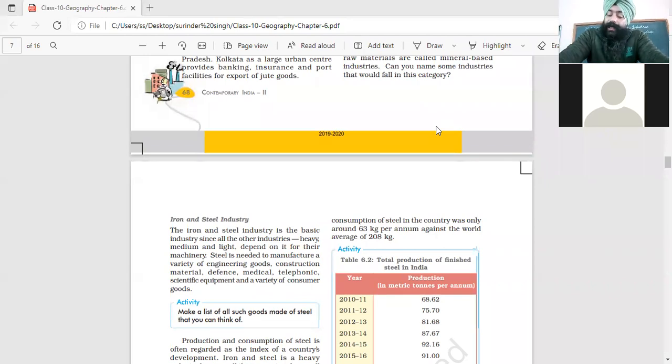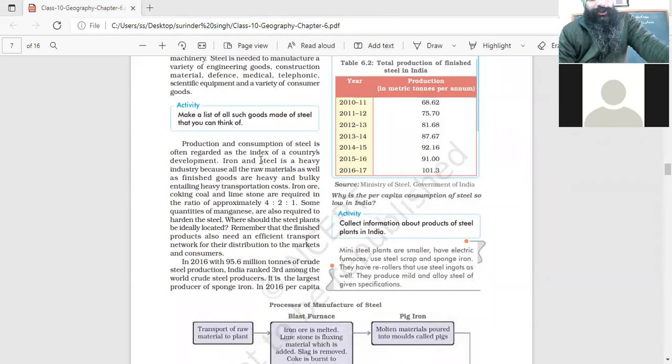In spite of such a large quantity of production of steel, the per capita consumption of steel in our economy is 49 kgs. Most of the steel plants are concentrated in the Chota Nagpur Plateau region. The iron and steel industries are influenced by the availability of iron ore and smelting centers.